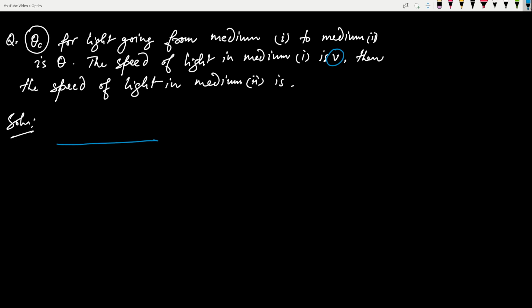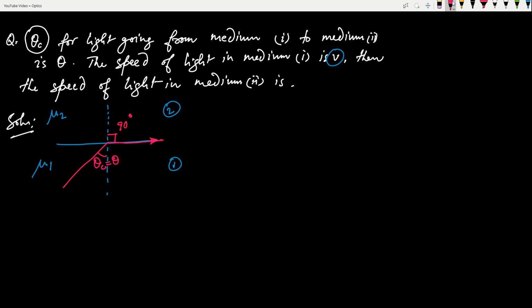So this is our scenario: suppose this is medium 1 having refractive index mu1, and this is medium 2 having refractive index mu2. This is our normal. The critical angle is theta c, and it's given that theta c is actually theta. So the refraction will be in this way, grazing emergence. Therefore, we can say the refracting angle will be 90 degrees. So this is the scenario.